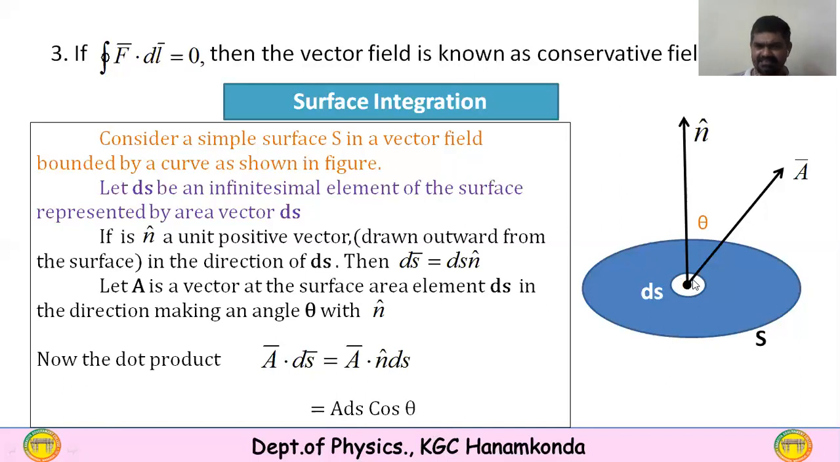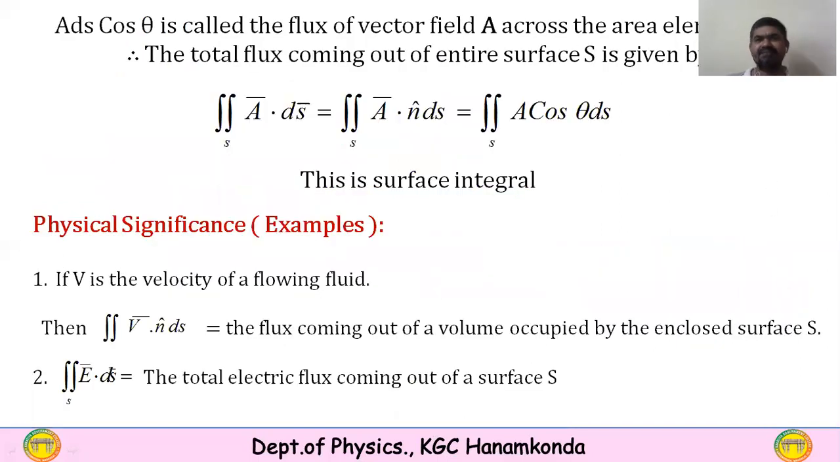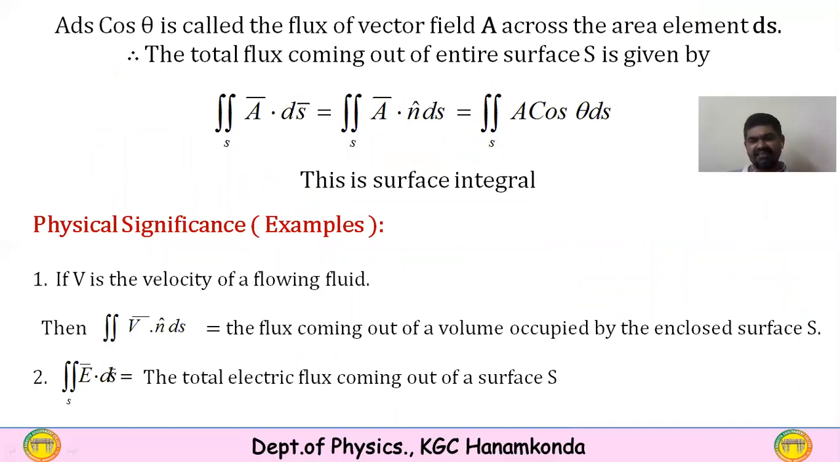But our intention is to calculate the total flux coming out of this total area. For that, we have to take the surface integration. Therefore, A ds cos theta is the amount of flux of the vector field across the small area element. The total flux coming out of the entire surface area is calculated by taking the surface integral. How do we write the surface integral? Just do a double integral, that is called a surface integral, integration over a surface of a bar dot ds bar, that is equal to the double integral of a bar dot n cap ds.